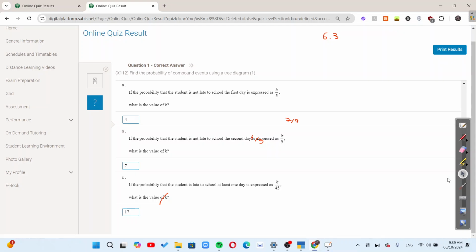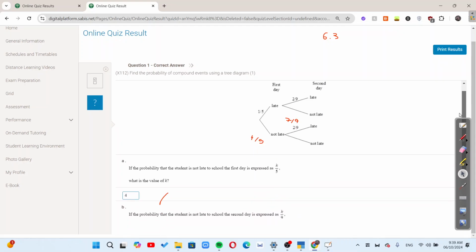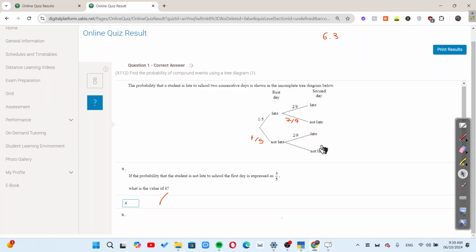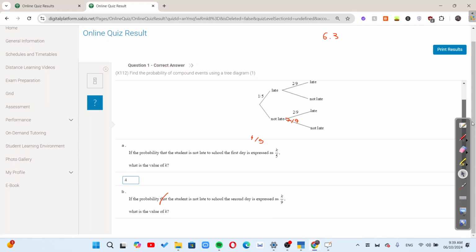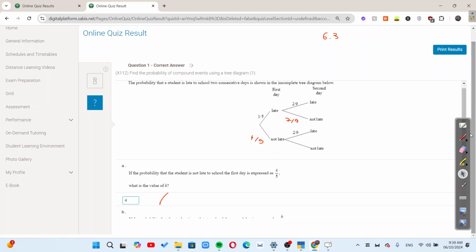So, what's the probability that the student is late at least one day? At least one day means he could be late, not late, not late, late, or late, late. So what we do here is, we could do it two ways: our rule, and the way we do it normally, which is we calculate the probability of late, not late, not late, late, and late, late.